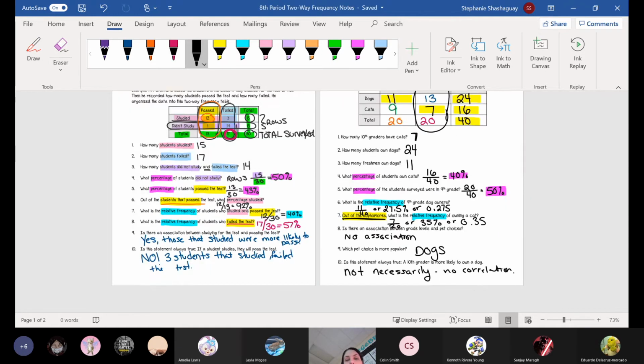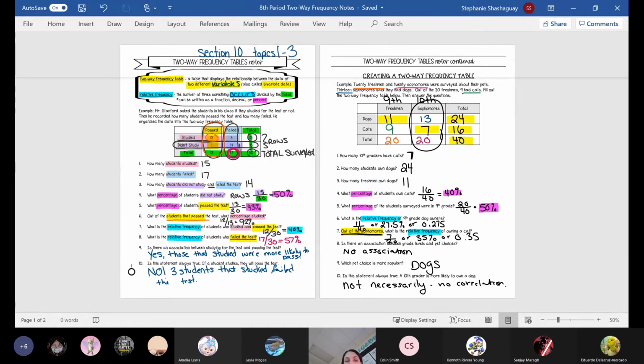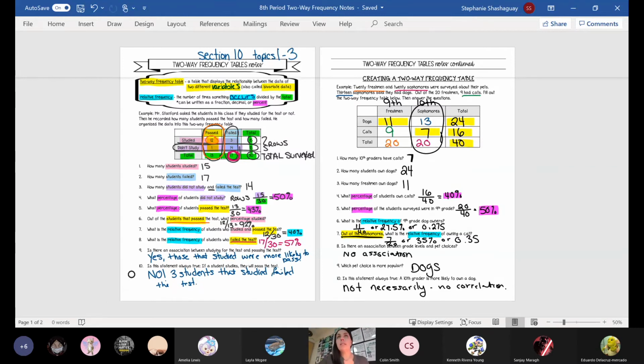All right, so that is it for today's notes. You still have almost 20 minutes left in class, so once you finish the notes, you can turn those in and get started on tonight's homework if you like. But once you've turned in today's classwork, you may leave the meeting.